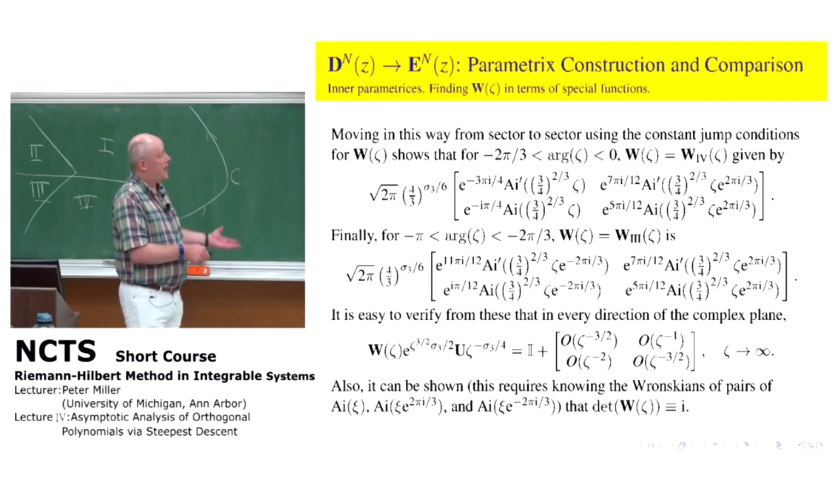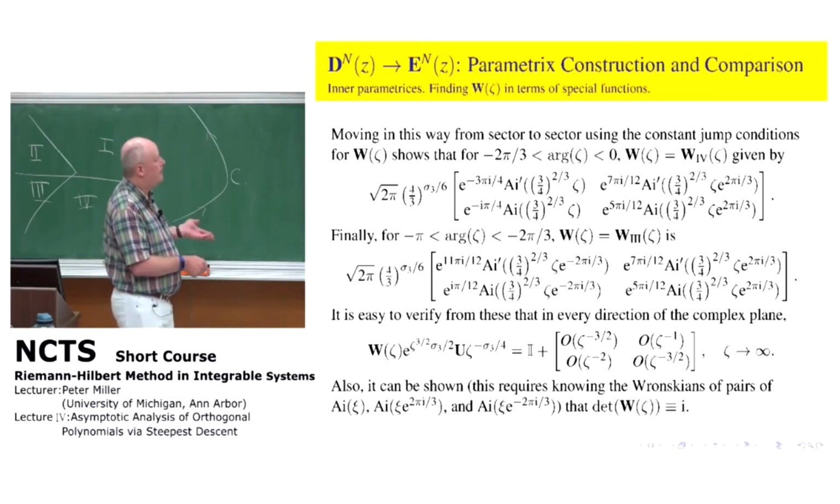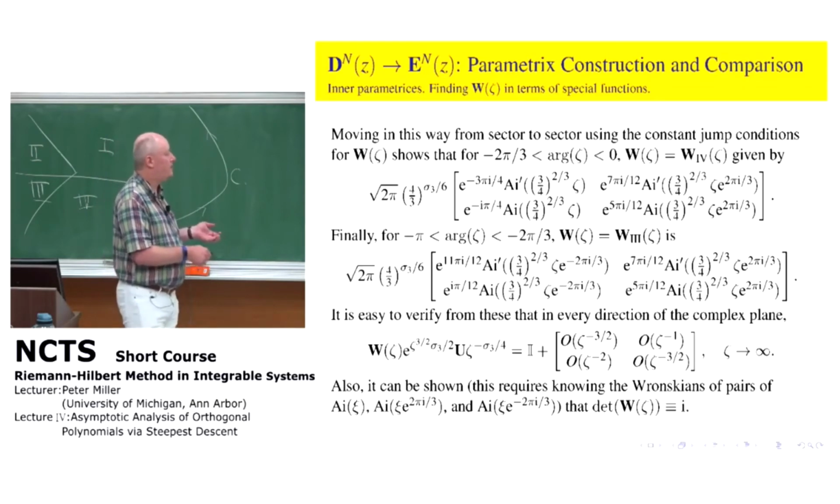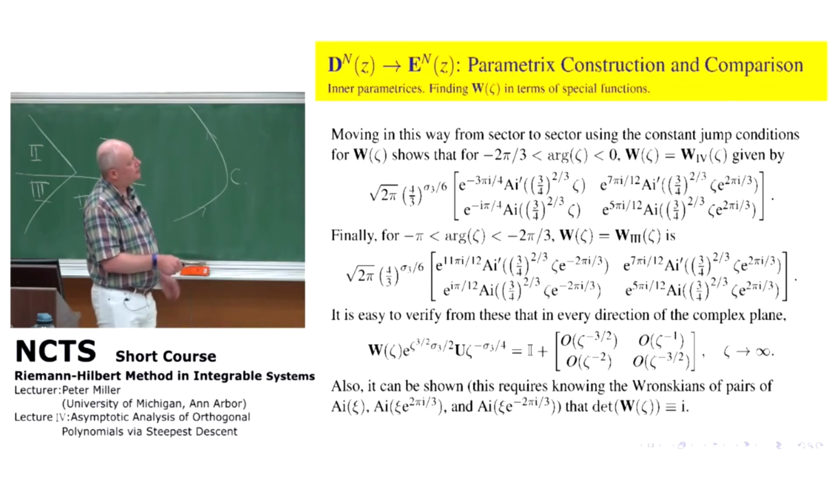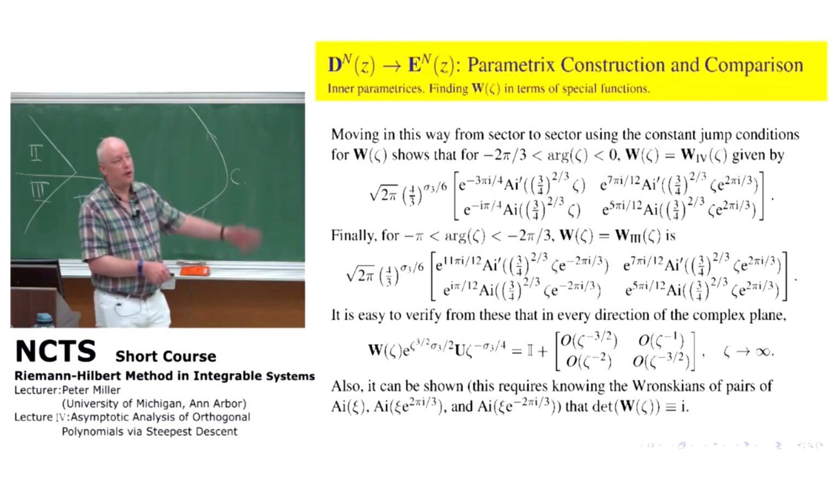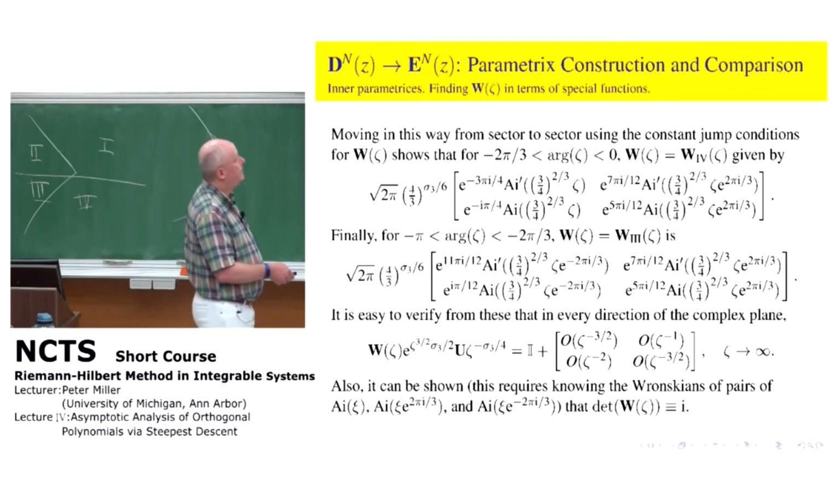Then you can also check, you have formulas here, so you can calculate the determinants of these matrices, and that means you're going to be computing some Wronskians of Airy functions. But those are also tabulated, and if you look them up on the Digital Library, you can find the Wronskians of any 2 of these things, and that shows you by direct calculation that the determinant of this matrix W of zeta is exactly 1, no matter which of the 4 quadrants you work in. Okay? All right.